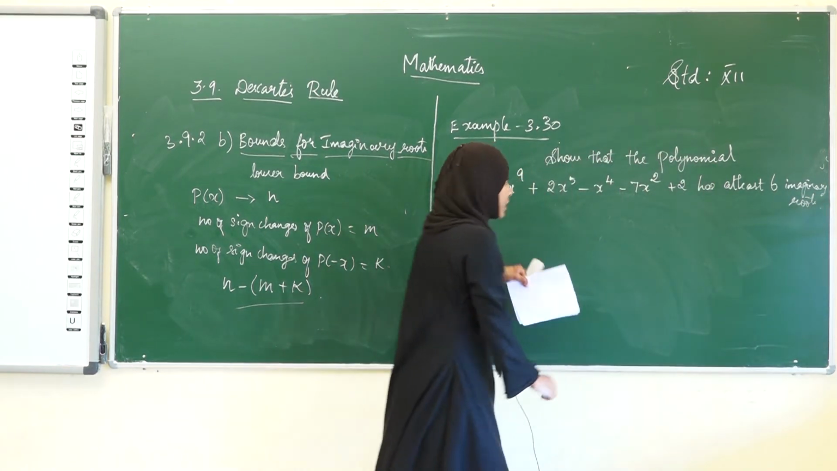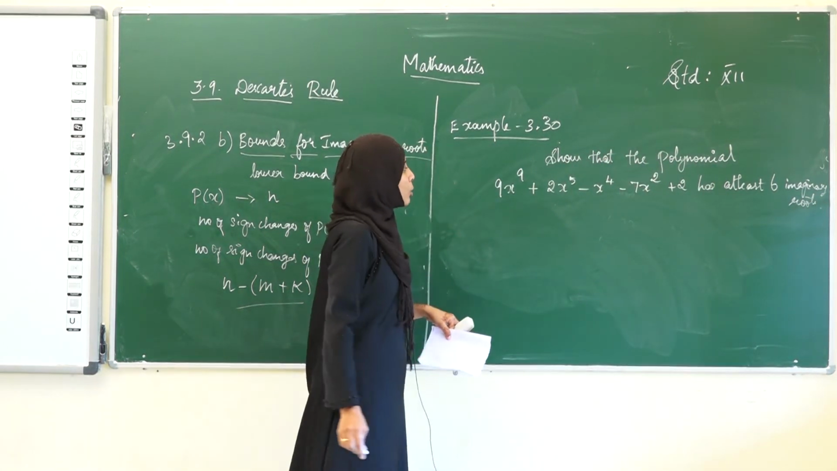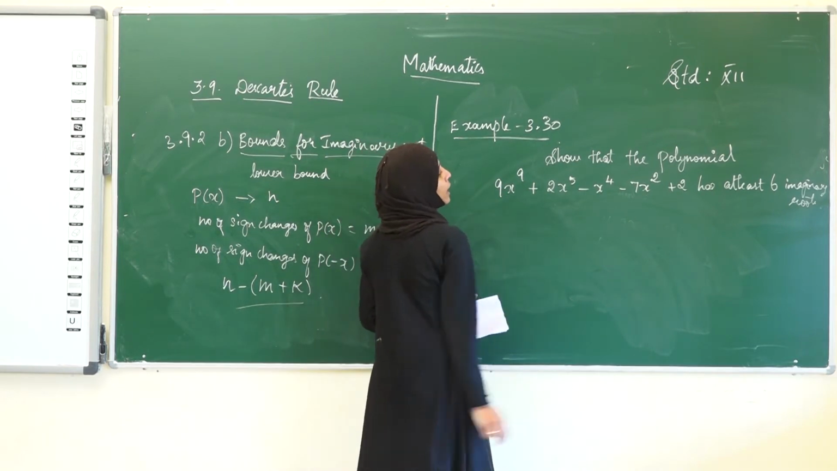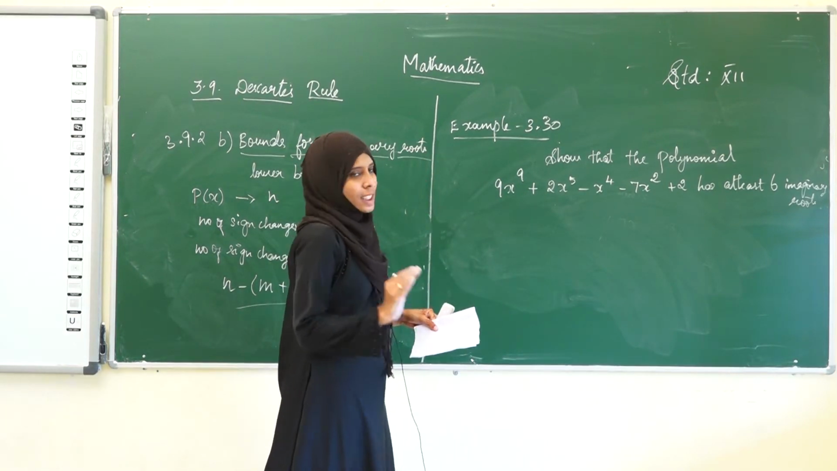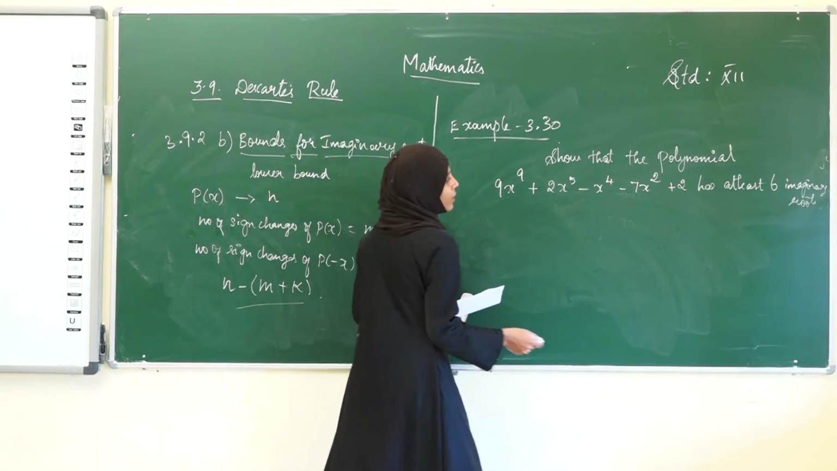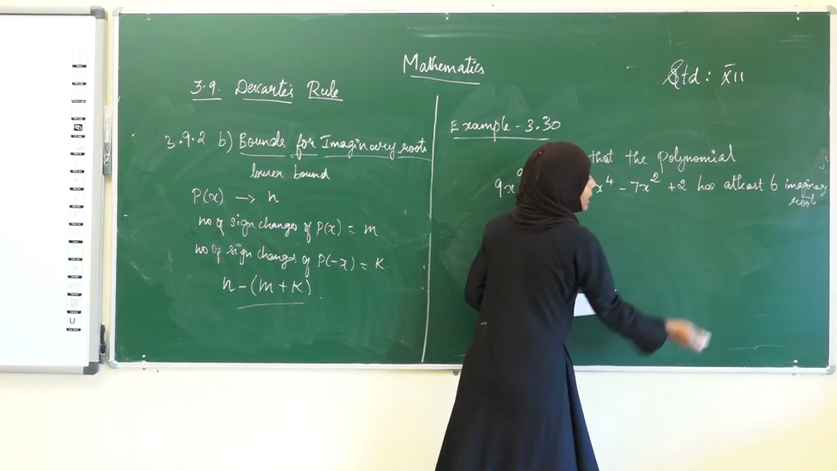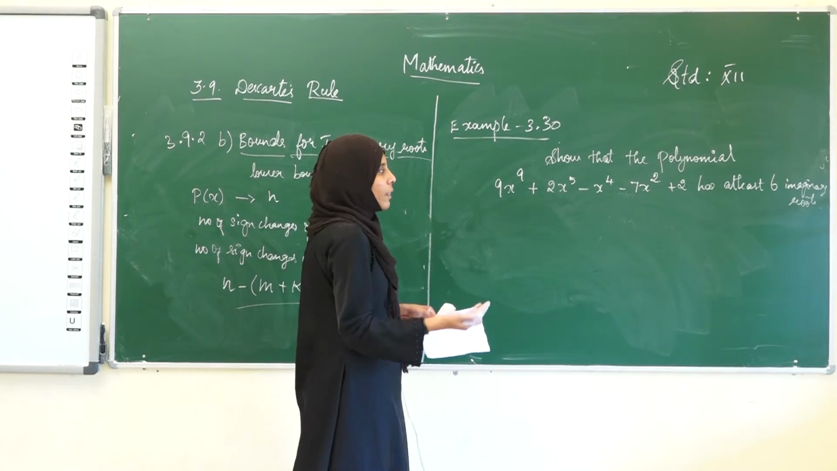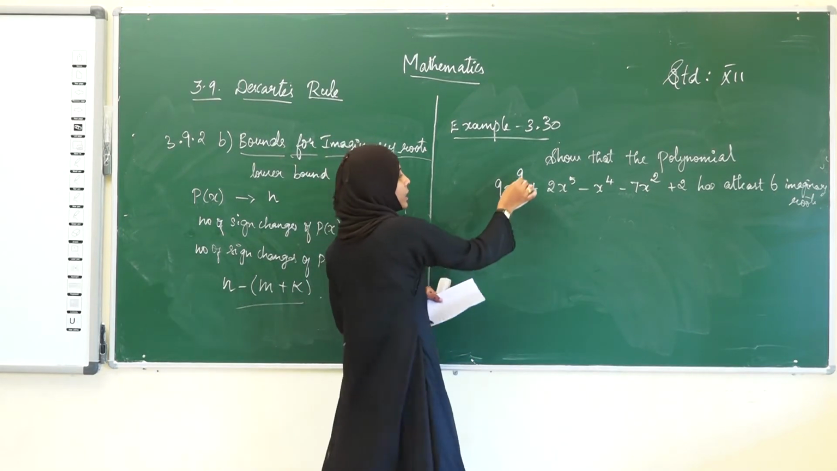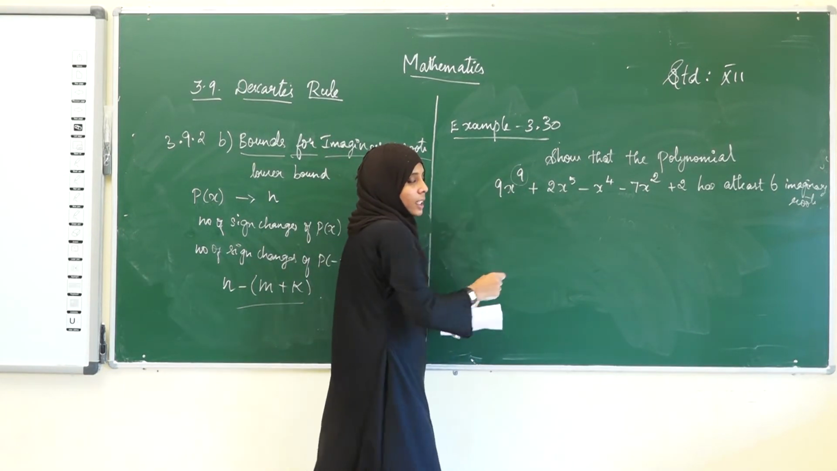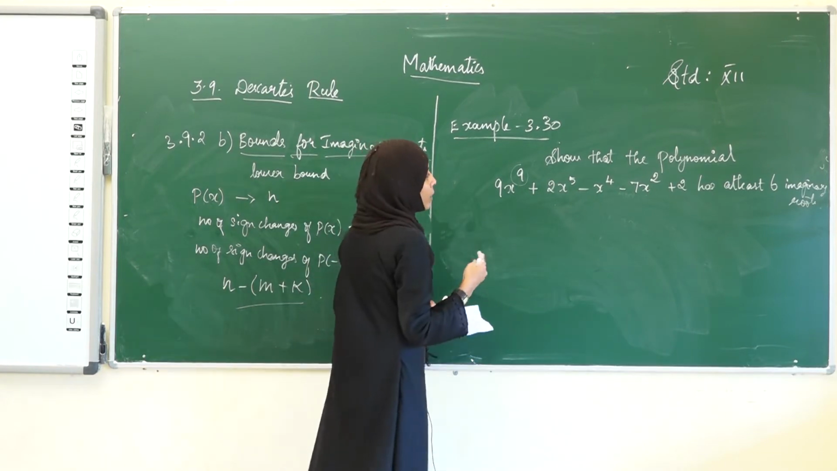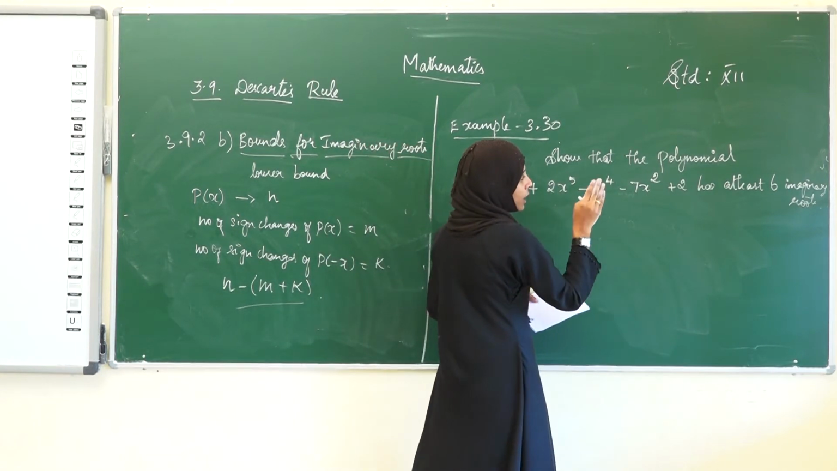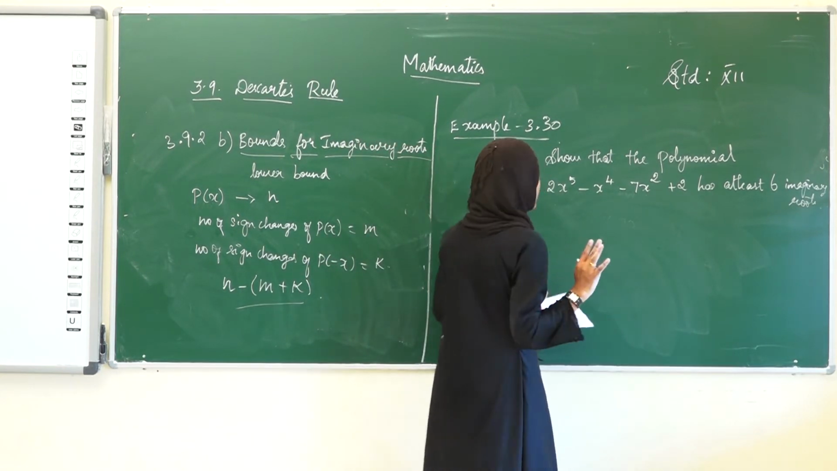So they have asked us to show that the polynomial they have given has at least 6 imaginary roots. That is, they have given the lower bound as 6. That is, the imaginary roots in this should be 6, 7, 8 or 9. Since it is of degree 9, there may be 9 roots. Therefore we have to prove that there are at least 6 imaginary roots.